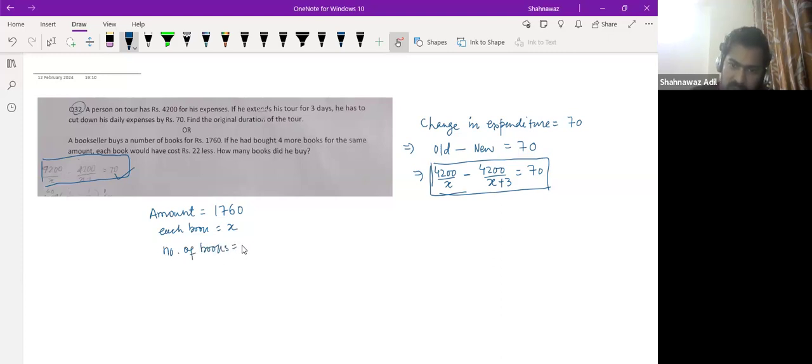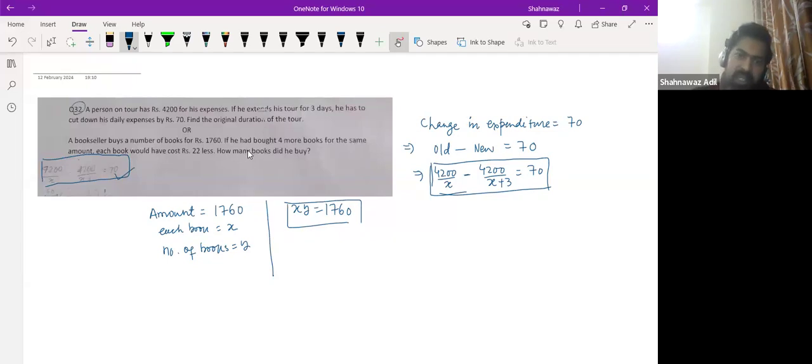So again, what would be the total amount? Yeah, same question. This is exactly the previous. XY is equal to 1760. Yeah, 1760. So this you know.